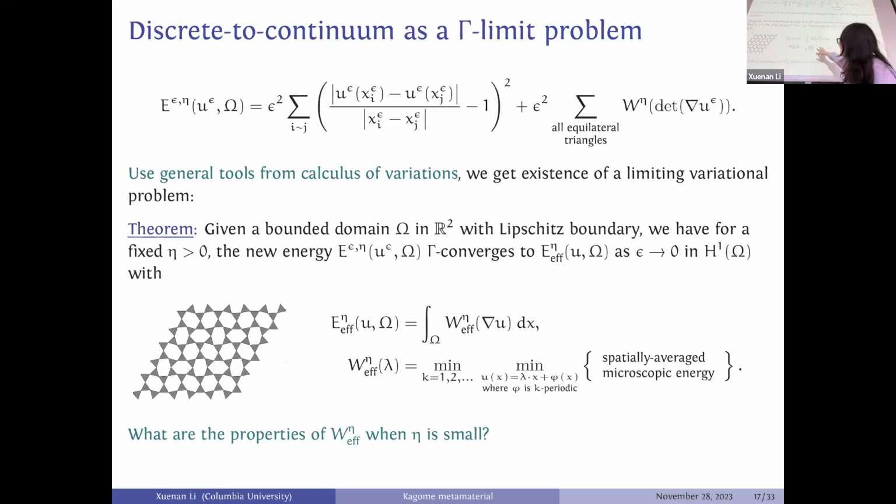In many cases, people write the effective energy just like this. You have an integral form, and then in the integrand, it's a double minimization. And people usually just stop there. Nobody studies what the properties of this W effective eta are. So here we want to study, for a given lattice like this, can we find some properties of this W effective eta?